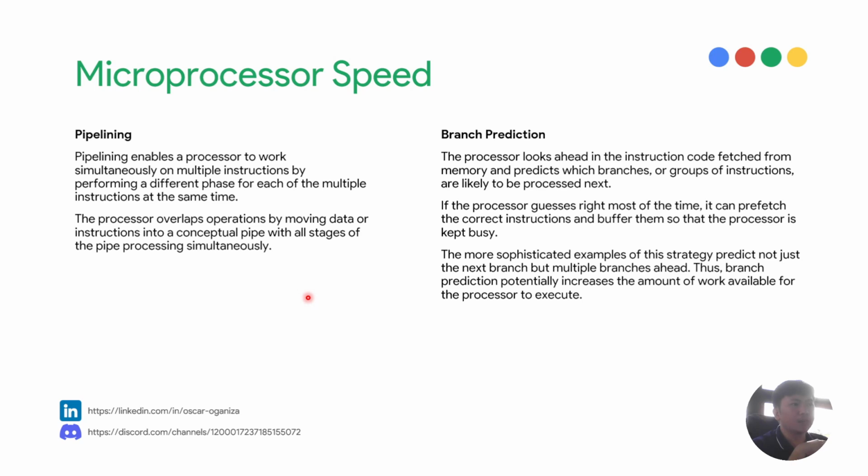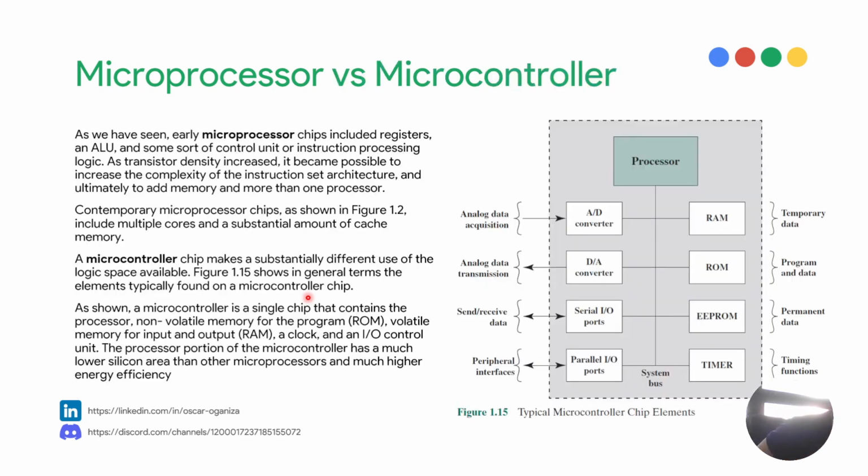Okay, so let us discuss the difference between microprocessor and microcontroller. When we say microprocessor, meron siyang registers, ALU, and control unit. Yung microcontroller, kompleto na siya. Yung microprocessor kasi, ang meron lang siya dyan is yung control unit and ALU. Nagpa-process lang siya ng instruction.